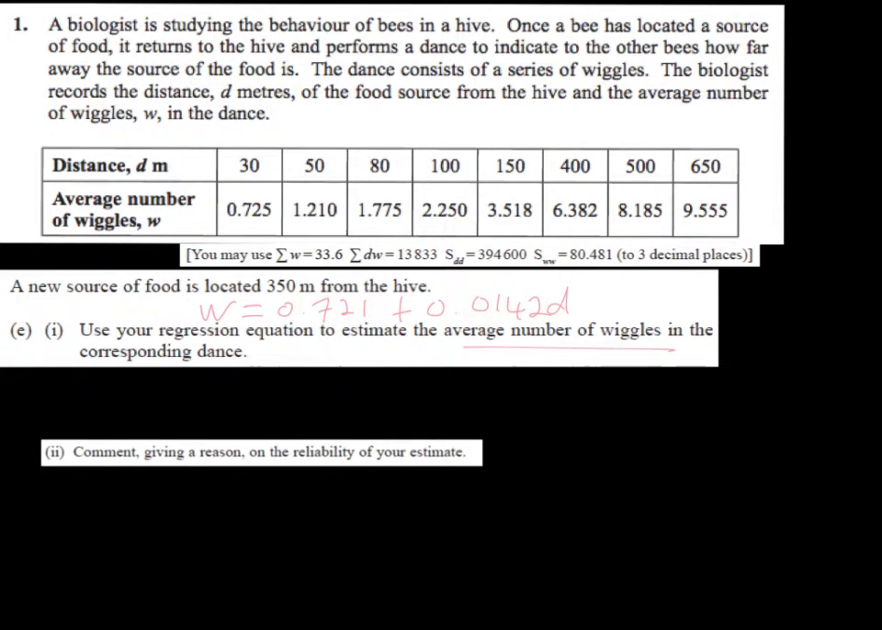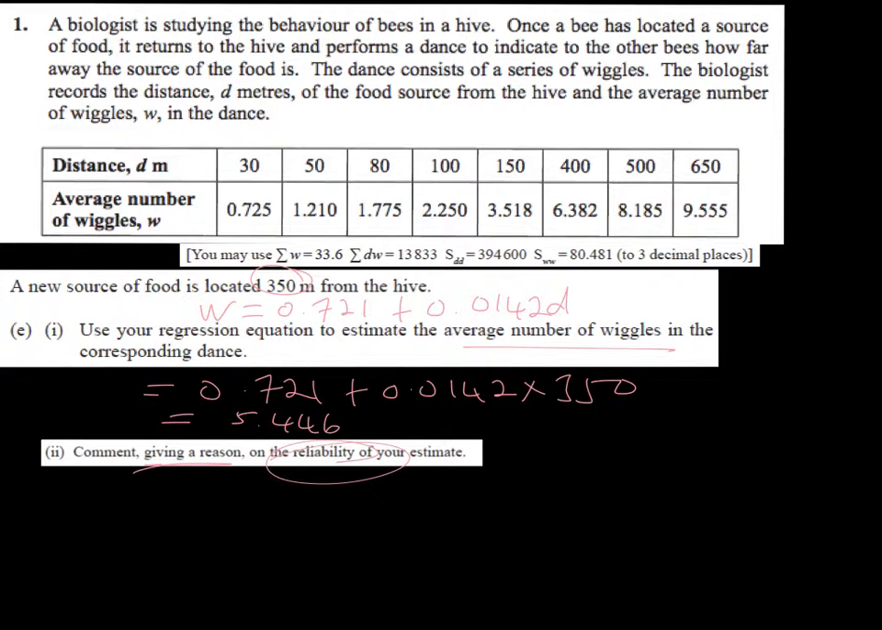The final part of question 1 then asks us to use our regression equation here to estimate the average number of wiggles in the corresponding dance for 350 meters. So this should be fairly straightforward. All we're going to do here is just substitute 350 into our regression equation, which we've just worked out. And if we work that out, we should get an answer of 5.446.